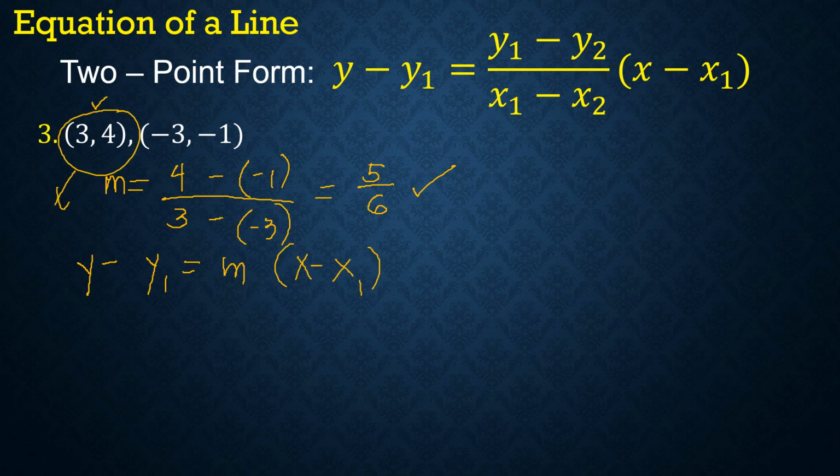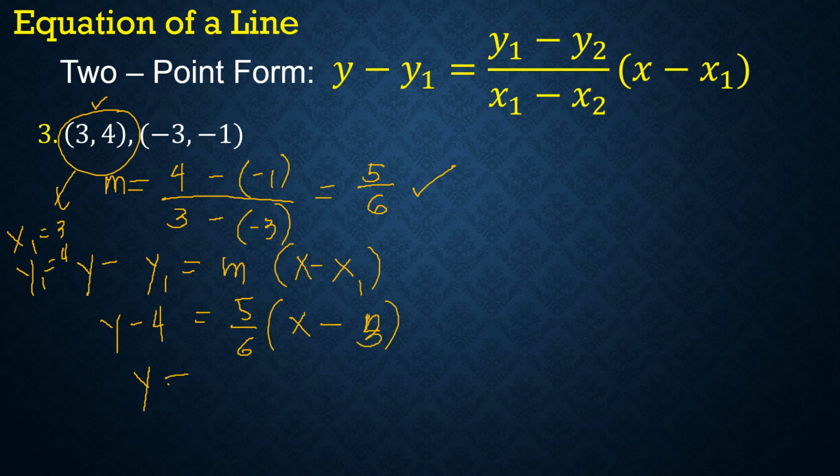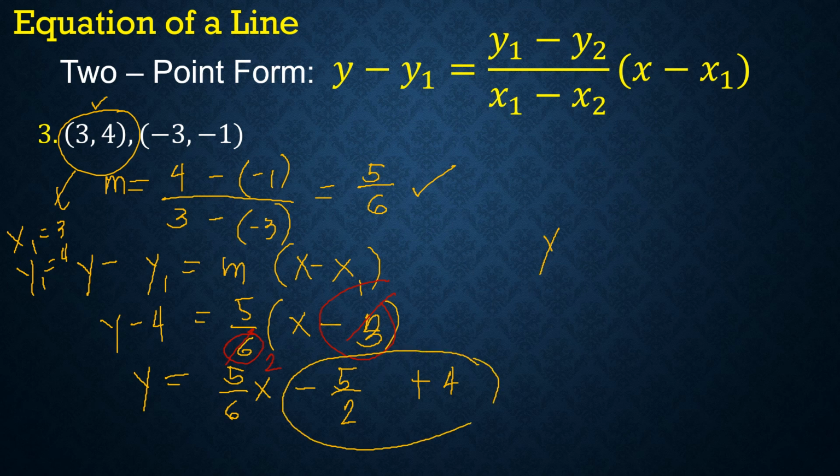Let's use this point. X sub 1 is 3, y sub 1 is 4. So we have y minus 4 is equal to 5 over 6 times x minus 3. Y is equal to, lipat natin negative 4, so we have plus 4. Distribute, so we have 5 over 6x. Okay, negative 3 times 5 over 6, so cancel na to. Tapos ito magiging 2. Because 3 over 6 is 1/2. So we have negative 5 over 2, lowest term. So add natin ang negative 5 over 2 plus 4.